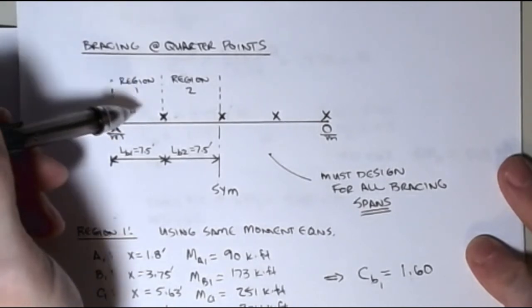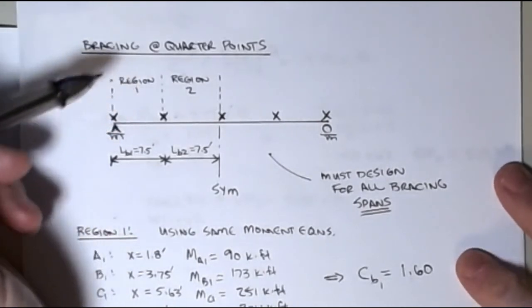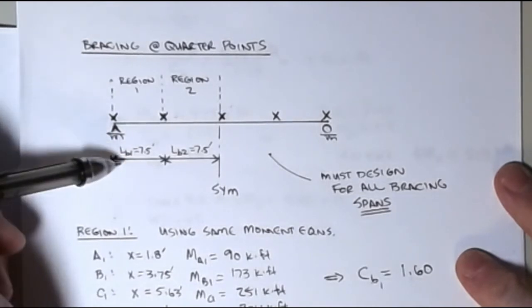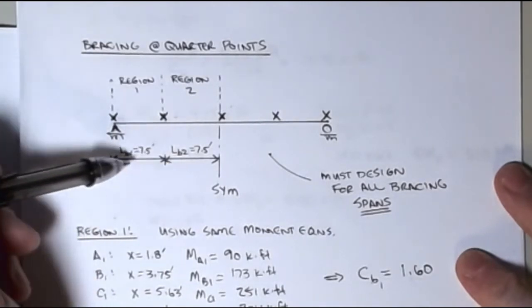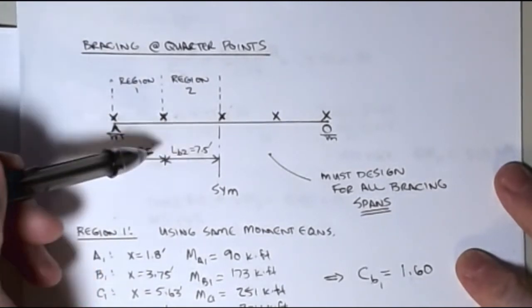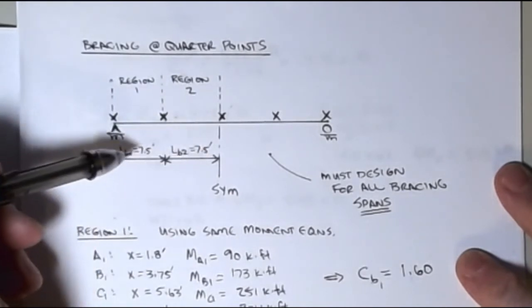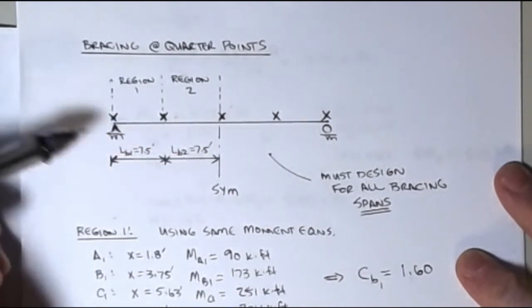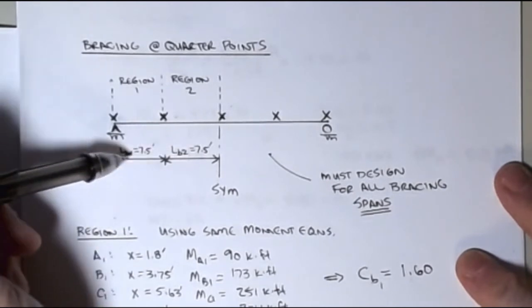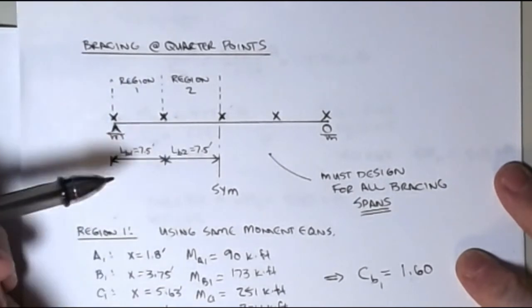compact shapes, these LB problems, unbraced length problems, is I have to consider the unbraced length between each of the spans. In this case, they're both the same, 7.5 and 7.5. That doesn't have to be the case. I could have different spans on here, in which case this check becomes even more important. But for us, we're the same. So LB1 is 7.5, LB2 is 7.5.